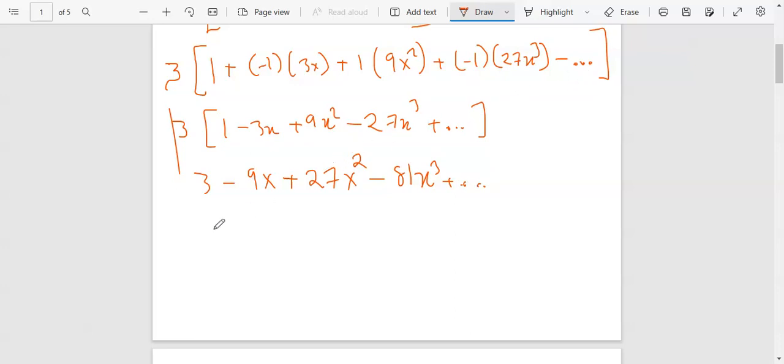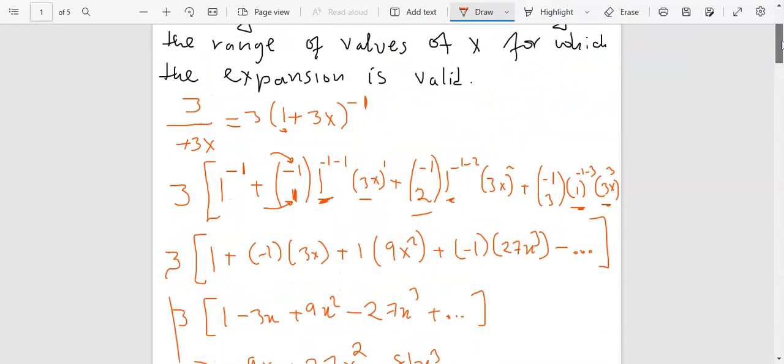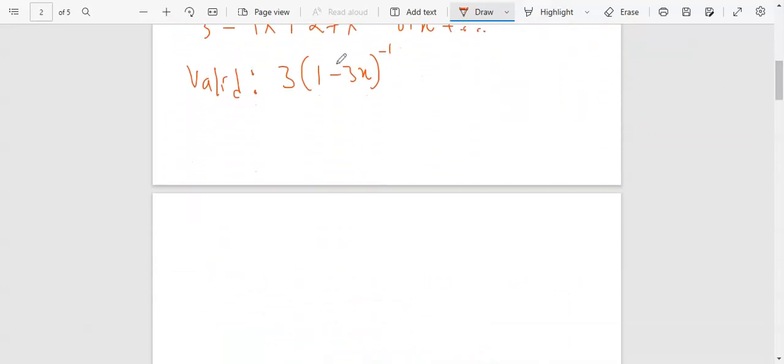Now remember the question was also saying find the range of values for which the expansion is valid. And what's the expansion that we had? The expansion was the 3, open brackets, 1 minus 3x to the power -1. It was a minus, right? Okay, that's a plus.